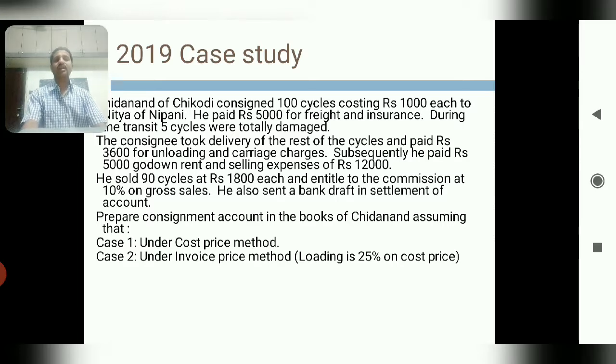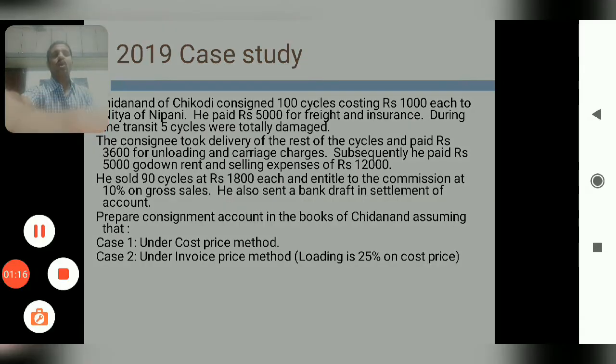He sold 90 cycles at rupees 1,800 each and is entitled to a commission at the rate of 10% on the gross sales. He also sent a bank draft in settlement of the account. Prepare the consignment account in the books of Chidanand, assuming case 1 under the cost price method, and case 2 under the invoice price method, where loading is 25% on cost price.